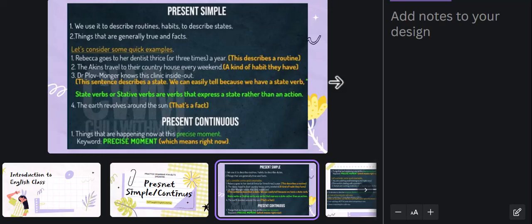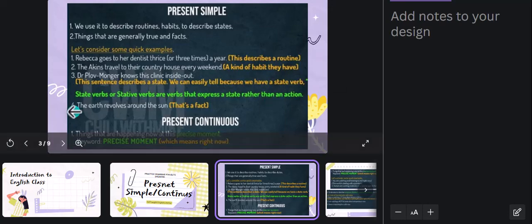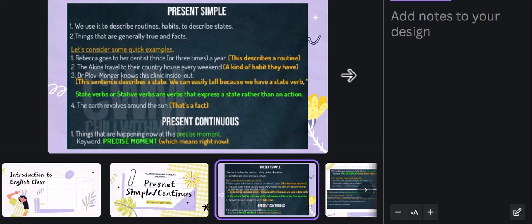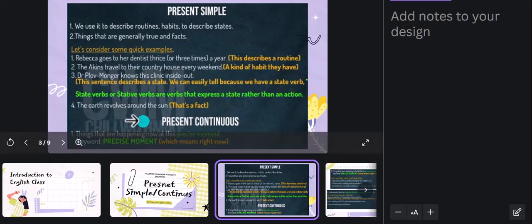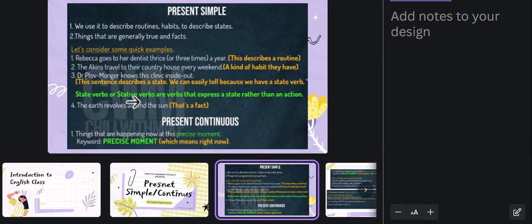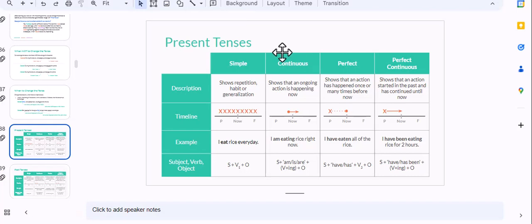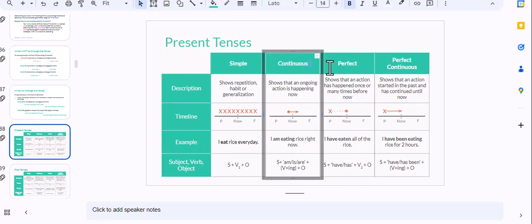So for example, we have this sentence here: the earth revolves around the sun. That's a fact, okay? We use it for that. But I'm gonna also give you a lot of examples related to the stative verb to really have an understanding of that. Let's move on to this slide and read from this column, the present continuous.